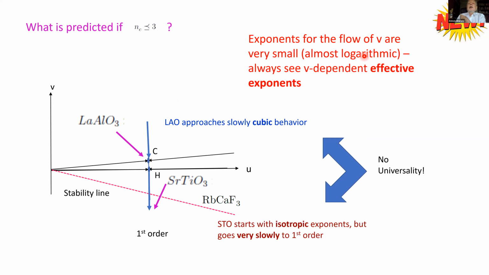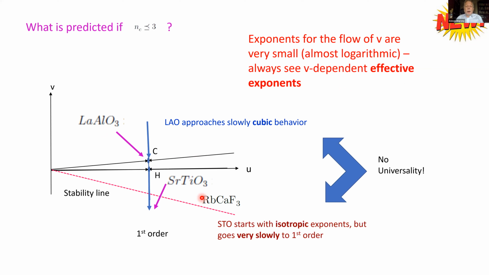If they move very slowly, that means you cannot forget about this V, even if it is irrelevant near the cubic fixed point. You must assume there exist effective exponents which are determined by where the initial values of lanthanum aluminate and strontium titanate are. So any value measured in the experiment could in fact be due to the fact that we have not reached the fixed point yet. Therefore, if it does not agree with any fixed point, don't worry about it. There are corrections to scaling around.